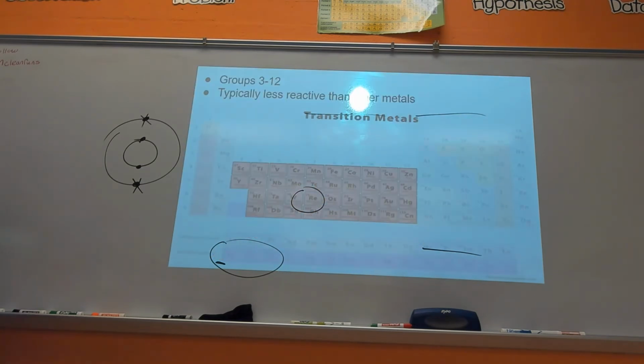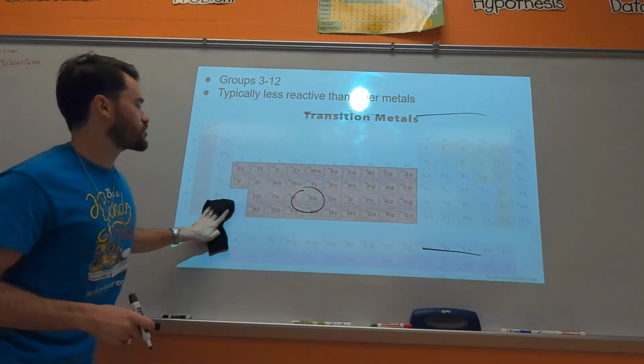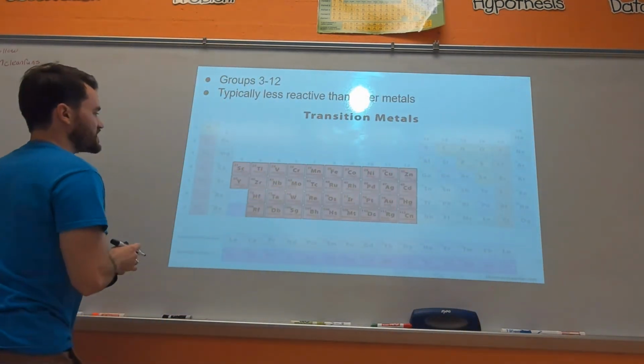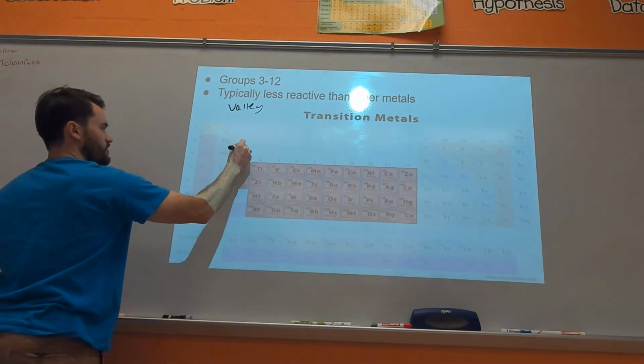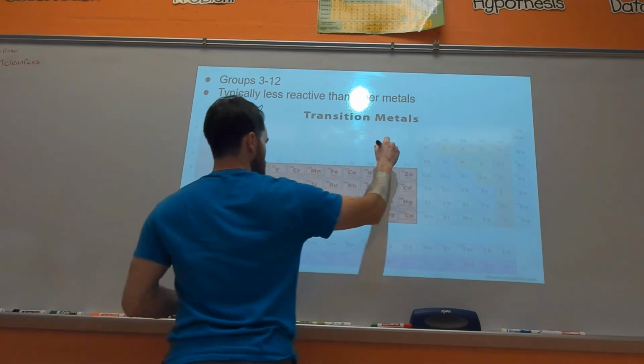Okay. Moving on to the transition metals. So, the transition metals are groups 3 through 12. Basically, it's the valley. Meaning, this is group 3 right here. This would be like group 3, and then this is group 12.